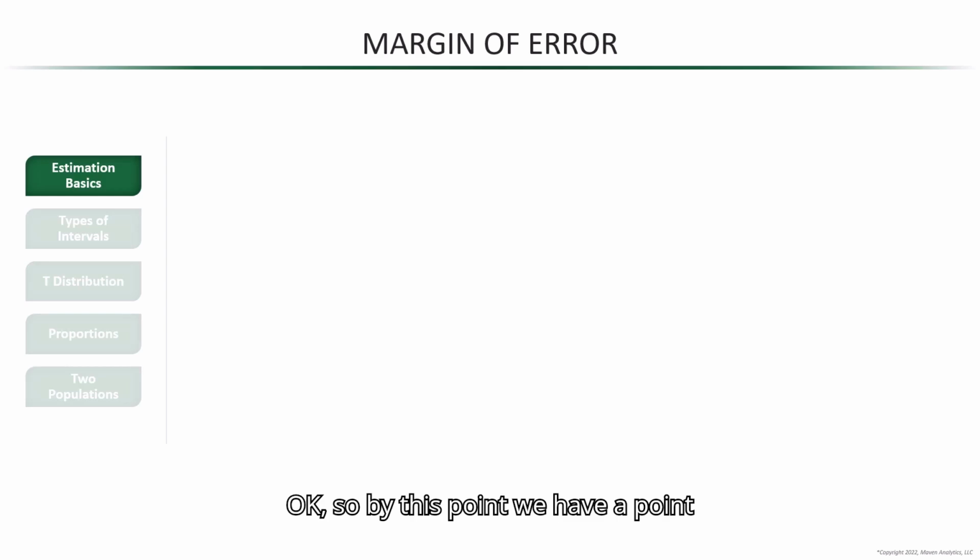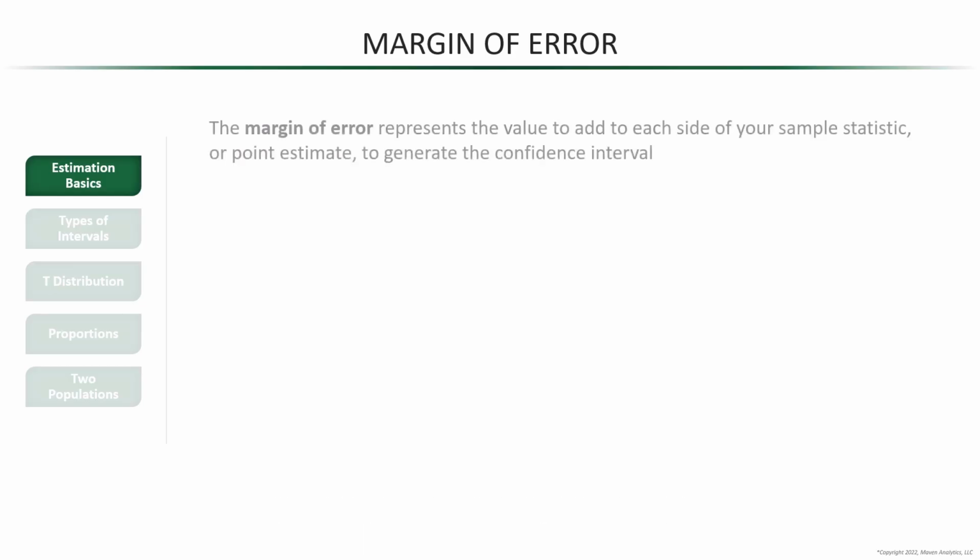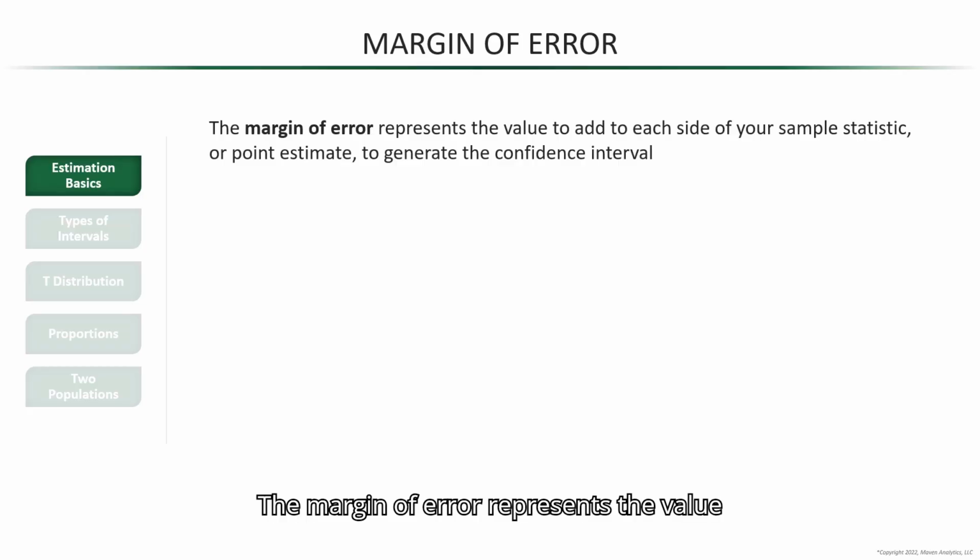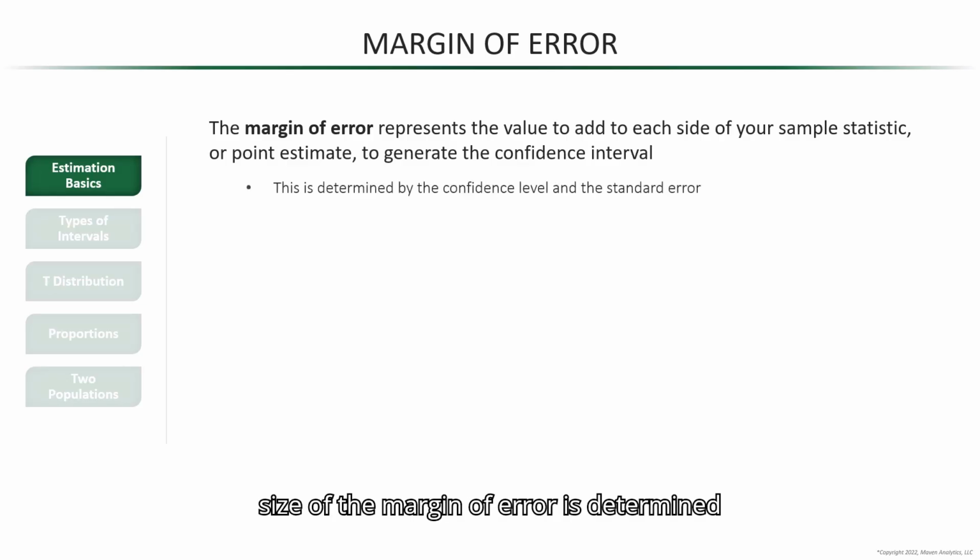Okay, so by this point we have a point estimate from our sample and we've established a confidence level. So time to calculate the margin of error. The margin of error represents the value to add to each side of your sample statistic or point estimate to generate the confidence interval for your population parameter. And the size of the margin of error is determined by two things: the confidence level and the standard error.